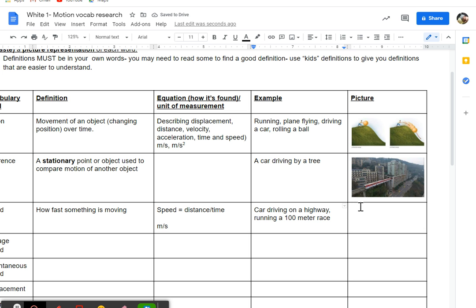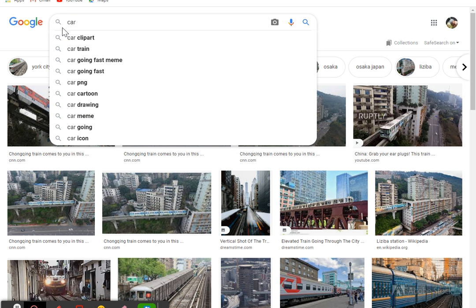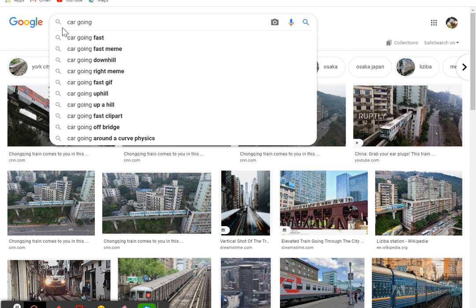Good. What are some pictures that we put here? Christian, what did you put for a picture? I put a car going fast. Okay, so a car going fast.